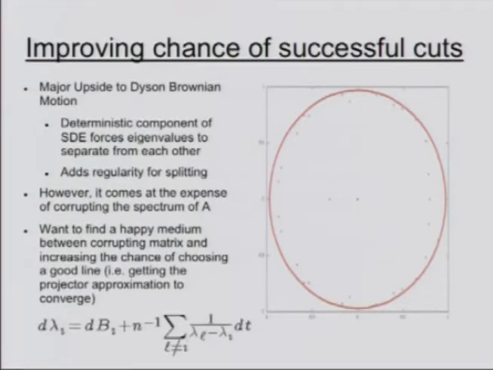And so there's this trade-off of corrupting your matrix and corrupting your spectra, and getting your algorithm to actually make successful splits and move on. And we basically experiment with this with some success, so if you're interested, come check us out.